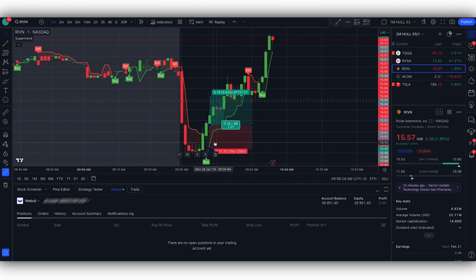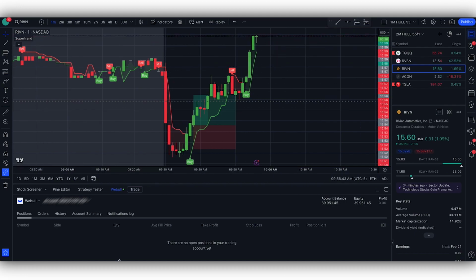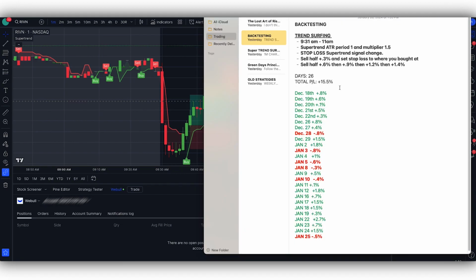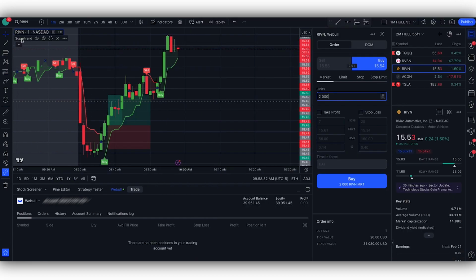And in terms of the loss, you just get rid of everything once the bar closes on the directional change of the SuperTrend indicator. The back tests on this have been really good. 26 days was at 15%, which is pretty huge if you're trading with a large account. And you can see how many green days you have here, and then some red days sprinkled in there. So let's actually try doing this.